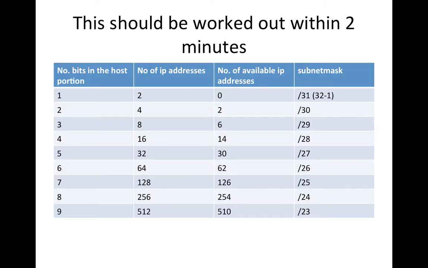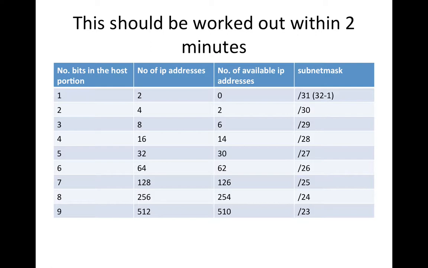I always use this table to figure out how many bits in the host portion I need for a specific subnet. For example, if I have 1 bit in the host portion, I will get 2 IP addresses, but none of them would be available to be assigned to a host. In that case, I will get 31 bits in the network portion. Therefore, the subnet mask would be /31.